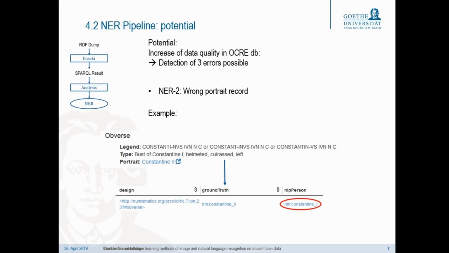The last error, named NER3, represents an additional portrait record on the obverse. The example here has a portrait entry of the goddess Diana, who is pictured on the reverse. So she is linked to the obverse, which is obviously an error. But the results of the pipeline show only the Emperor Gallienus as a portrait entry for the obverse. So we can avoid that wrong portrait entry.